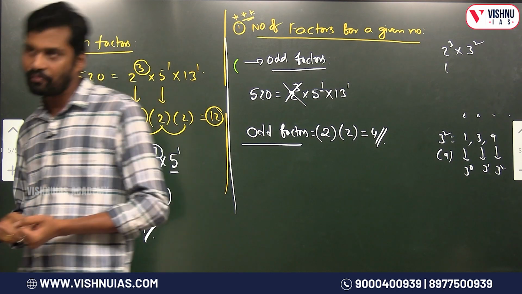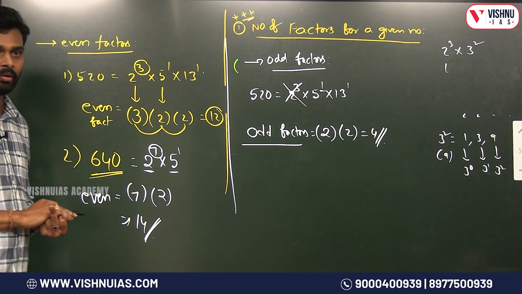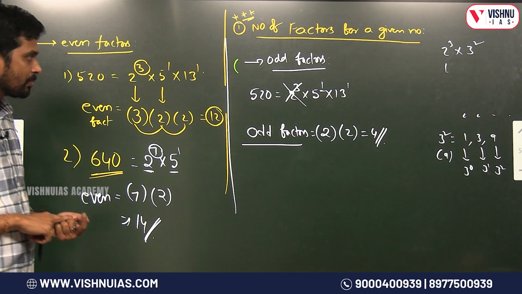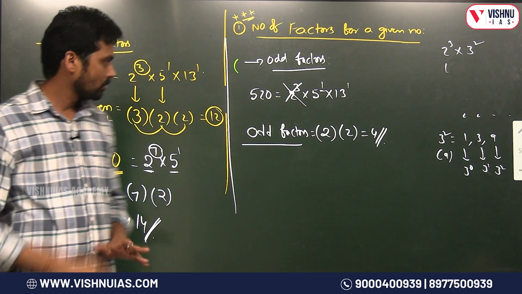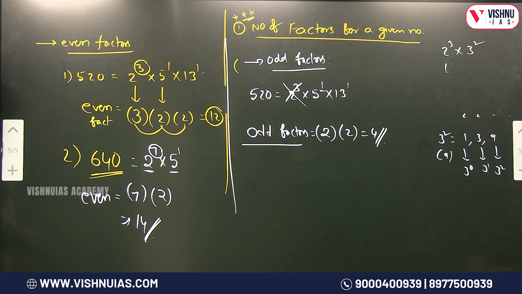Next one, total even factors. Even factors means what? You take the 2 power directly. Okay. Next, odd factors means don't take the 2 power. So first you write it, I'll give you the complete example. 2 power 4 into 10. 10 is not a prime number. Again, you need to write 2 power 5 into 5. But when you are finding out the odd factors, you don't consider the 2 powers. Even numbers, you write directly.